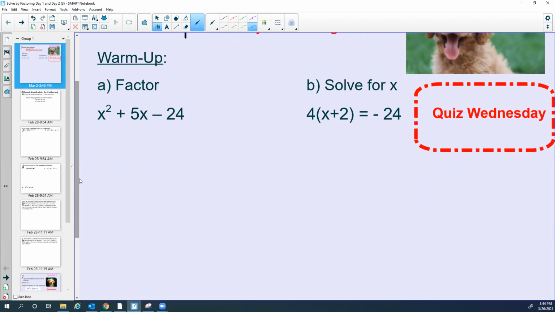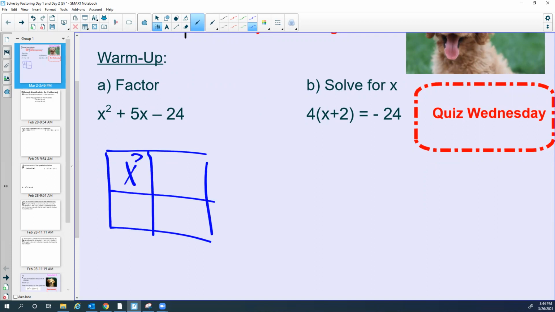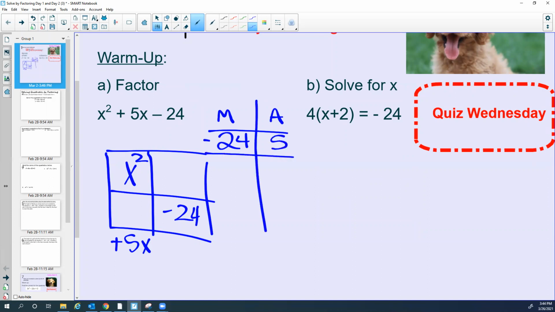Part A, factor. That's what the test was mostly over, was how to factor. X squared plus 5x minus 24. All right, what multiplies to give me negative 24 but adds up to give me 5? Well, 1 times 24, 2 times 12, 3 times 8, 4 times 6. Those are my factors for 24.